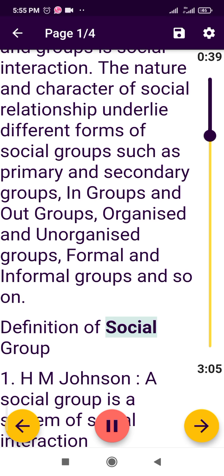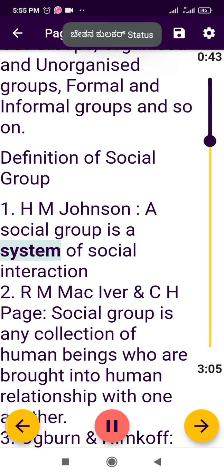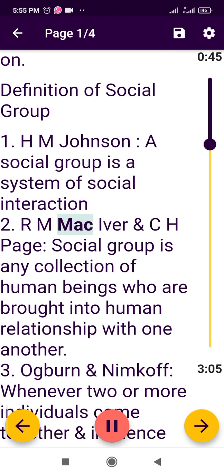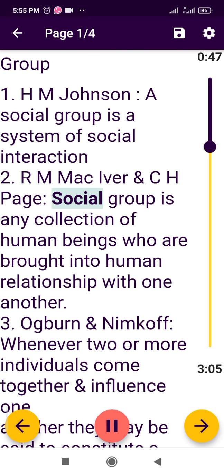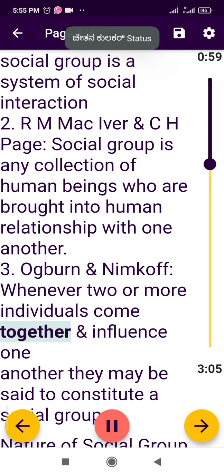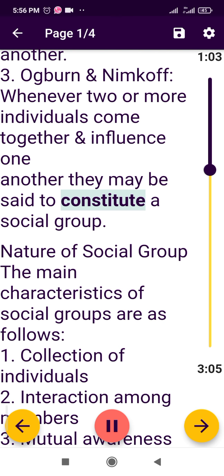Definition of social group. 1. H. M. Johnson: a social group is a system of social interaction. 2. R. M. MacIver and C. H. Page: a social group is any collection of human beings who are brought into human relationship with one another. 3. Ogburn and Nimkoff: whenever two or more individuals come together and influence one another, they may be said to constitute a social group.